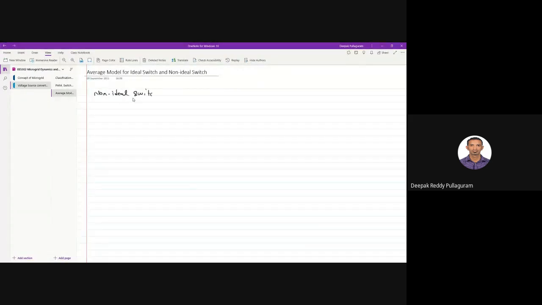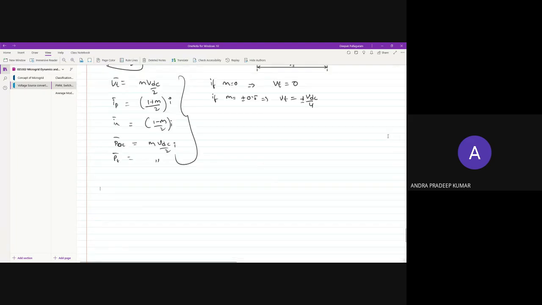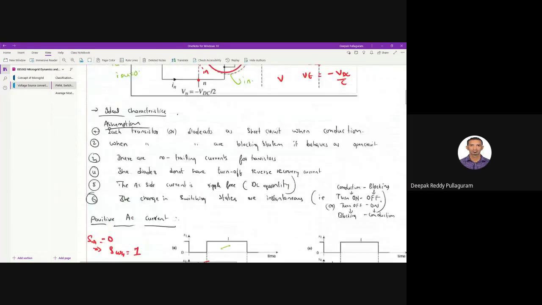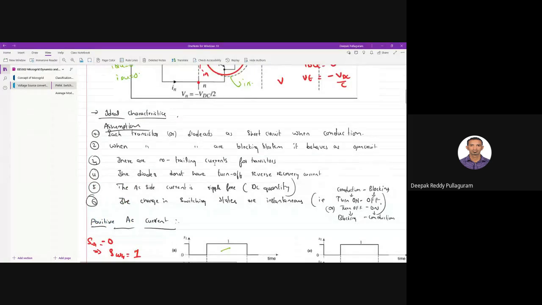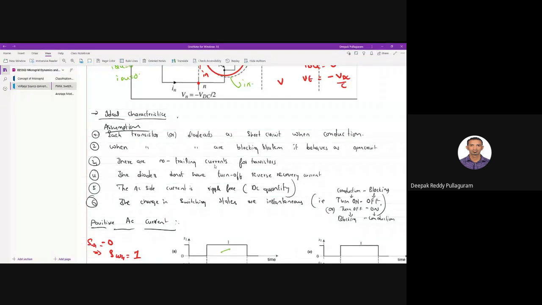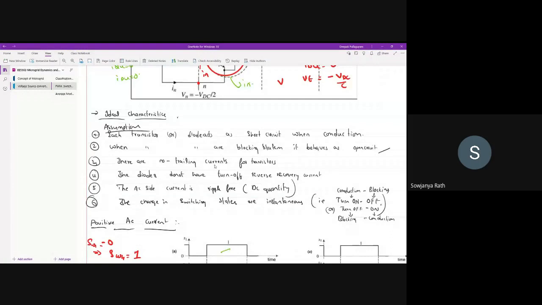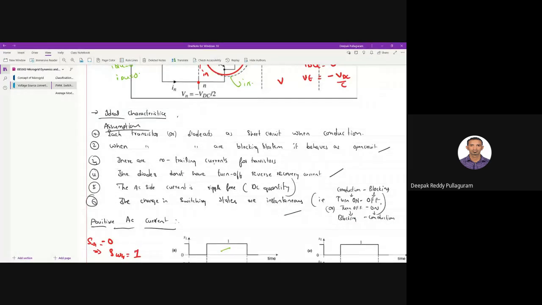So in ideal conditions, what are the assumptions we made? I did not say that power loss in the switch is 0, but I said that forward resistance is 0. Like it acts as a short circuit. First one, it acts as a short circuit. It acts as an open circuit when it is in blocking state. No trailing currents. No reverse recovery current for diodes. AC current is ripple free. And switching states are instantaneous. These are the assumptions we made.